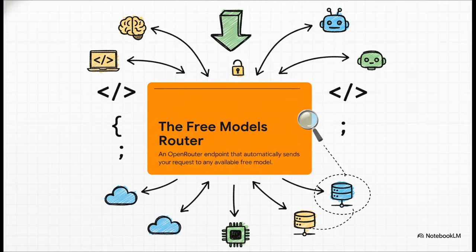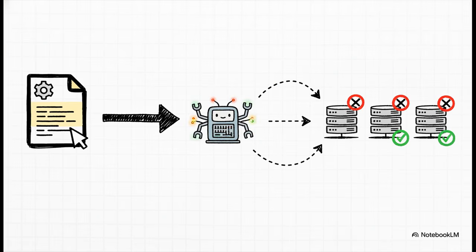So what's the fix? Well, the solution is to use this clever thing called the Free Models Router. It's a special endpoint from OpenRouter that works like a smart traffic controller. Instead of you trying to knock on one specific crowded door, it automatically finds an open lane for you, any available free model that's ready to go. And using this couldn't be easier.